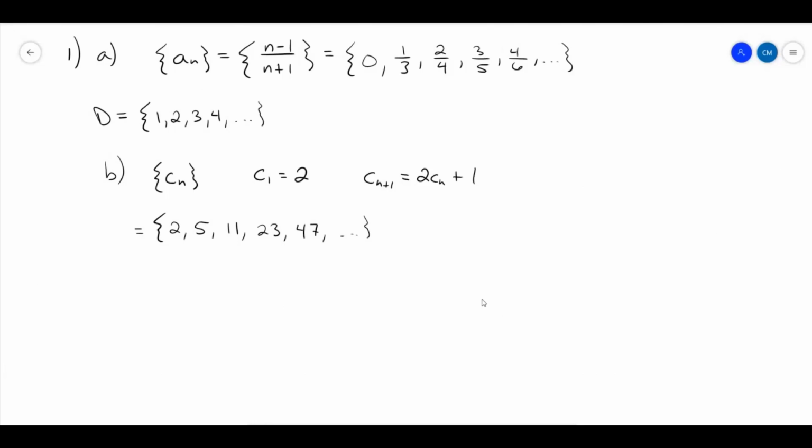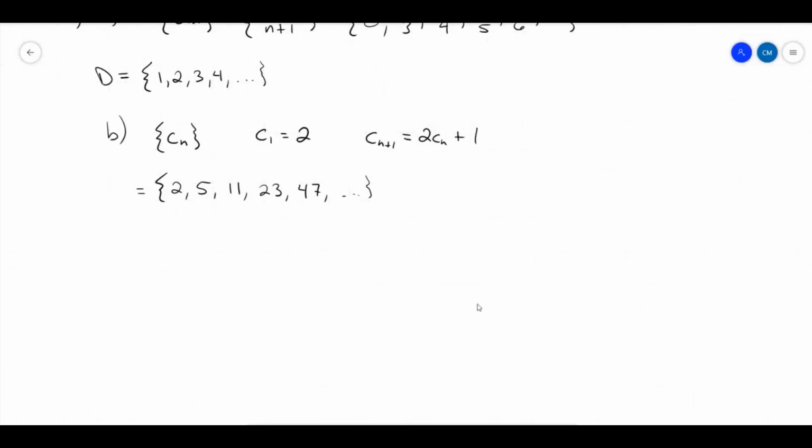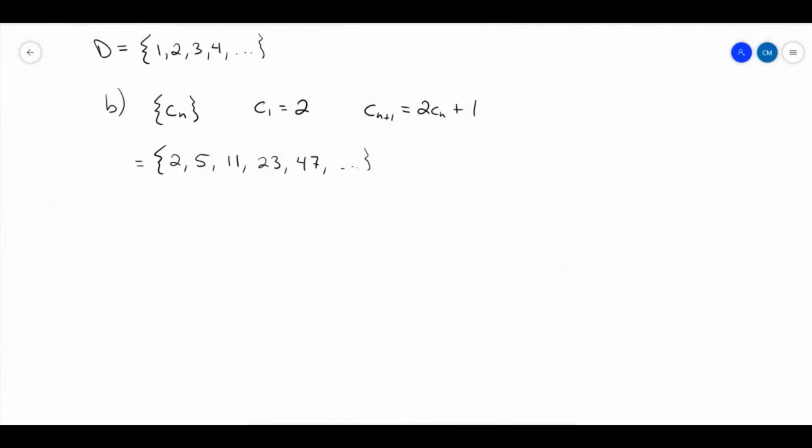So suppose I had a recursively defined sequence that needed to know the 3 terms before it to figure out what the 4th term is going to be. Well, then you would have to be given the first 3 terms in order to get all the terms after that.